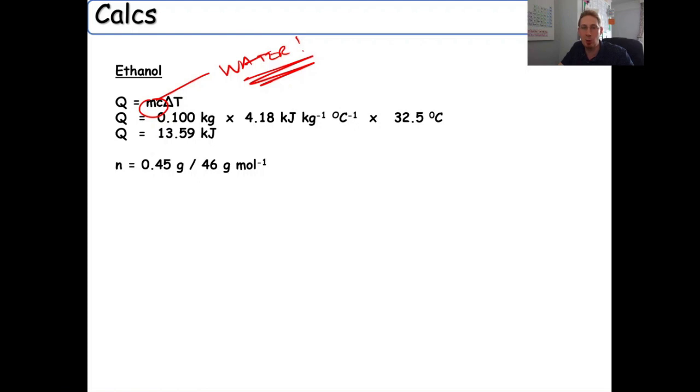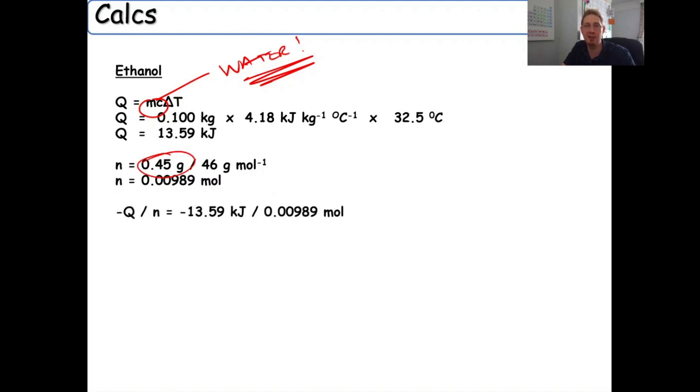The number of moles of ethanol, the mass lost. So here we presumably burnt 0.45 grams of ethanol, which gives us that number of moles, and minus Q over N, because the energy that went into the water came out of the fuel, gives us an energy change of minus 1374 kilojoules per mole.